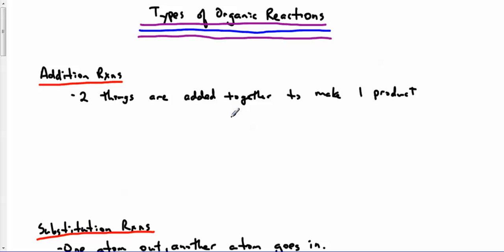Okay, let's talk about the different types of organic reactions, and they use some slightly different names than you would have learned in earlier chemistry courses. One type of organic reaction is called an addition reaction. And as the name implies, two things are going to be added together to make one product.